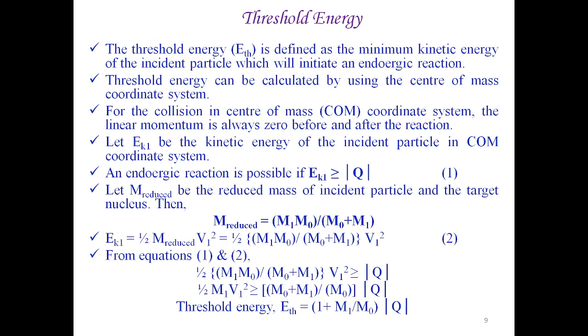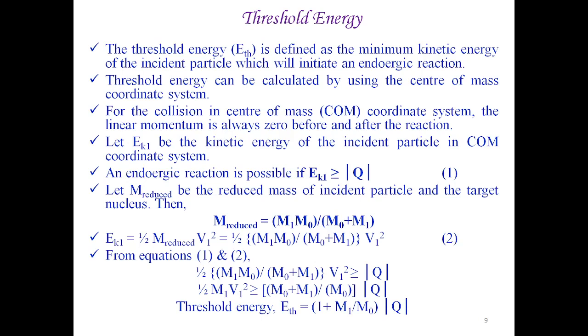The threshold energy is defined as the minimum kinetic energy of the incident particle which will initiate an endoergic reaction. Threshold energy can be calculated by using the center of mass coordinate system. So we need to know about the center of mass coordinate system. Generally, in experimental nuclear physics, all observations take place in a reference frame that is at rest in the laboratory, and hence we use the laboratory coordinate system for the case of experimental nuclear physics.